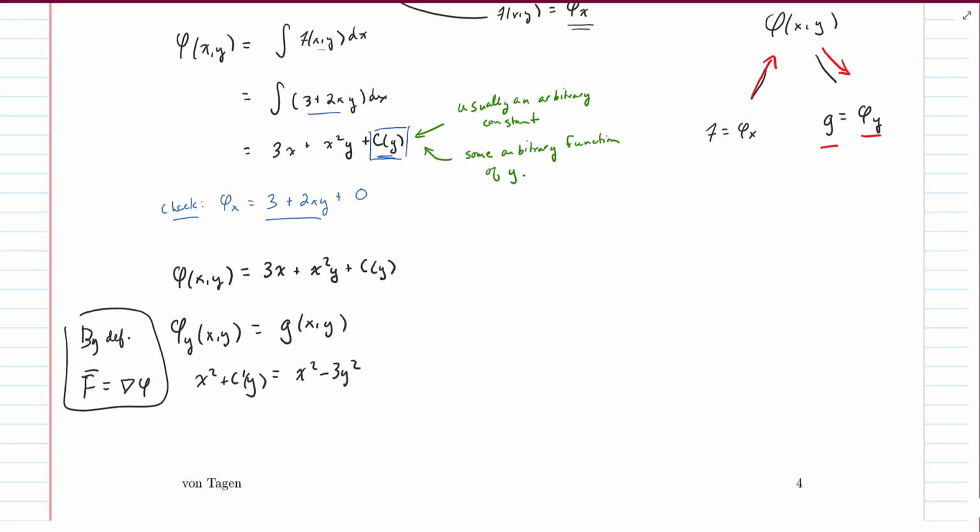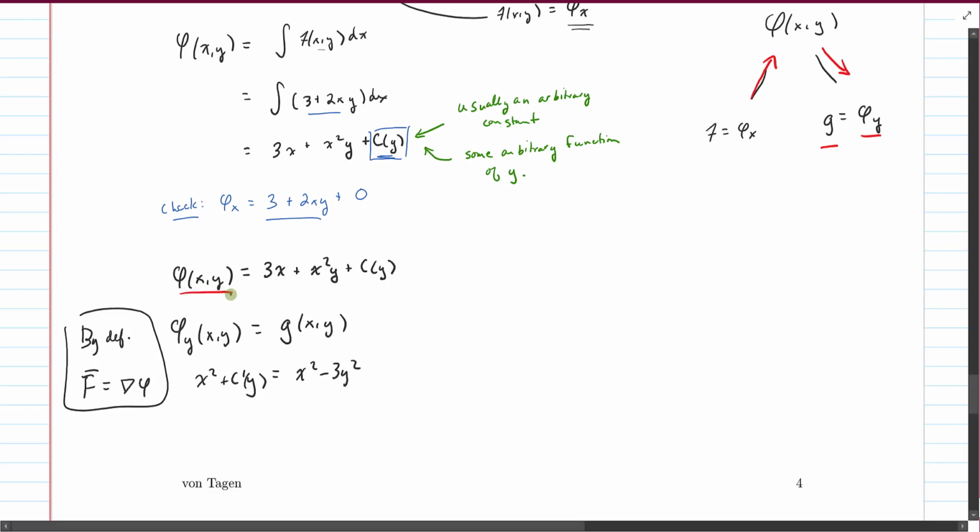And so just to double check and make sure that makes sense, here was our phi of x y, and if I take the partial derivative of this with respect to y, this term right here vanishes because it doesn't depend on y. The derivative of x squared y with respect to y is just x squared, and the derivative of some unknown, arbitrary function in terms of y would be c prime of y.